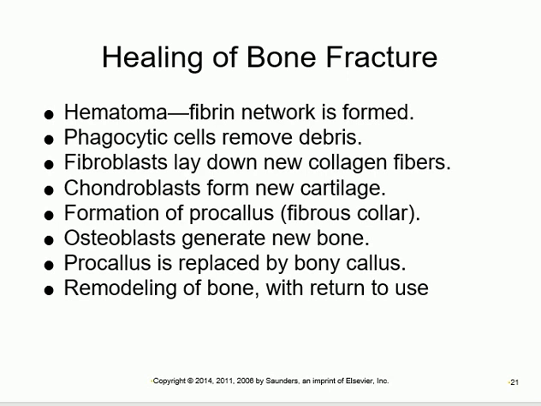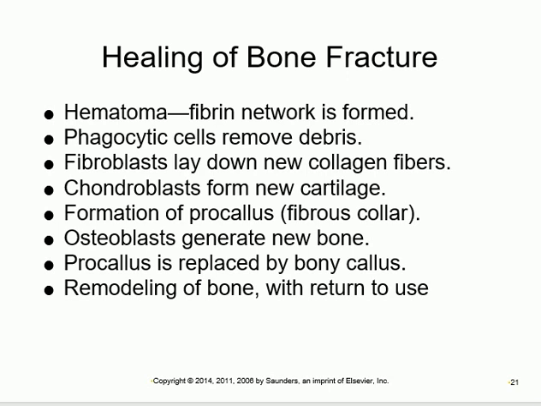And then in the hematoma, phagocytic cells will come and eat anything that's not supposed to be there. Fibroblasts are going to put down the fibrous tissue. Chondroblasts are going to put down the cartilage, and then you're going to change it into bone. But in the middle, you're forming something called the procallus, which will become the callus. And it is important to know what exactly this is: the procallus, or the fibrous collar.